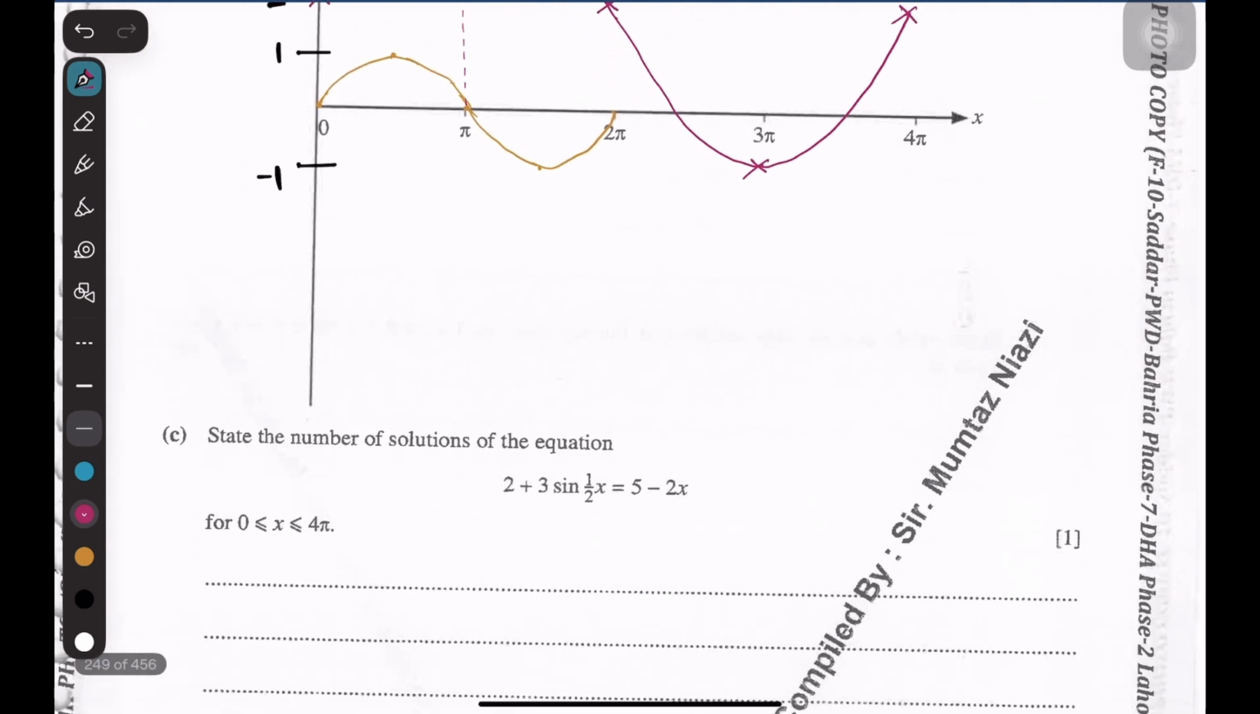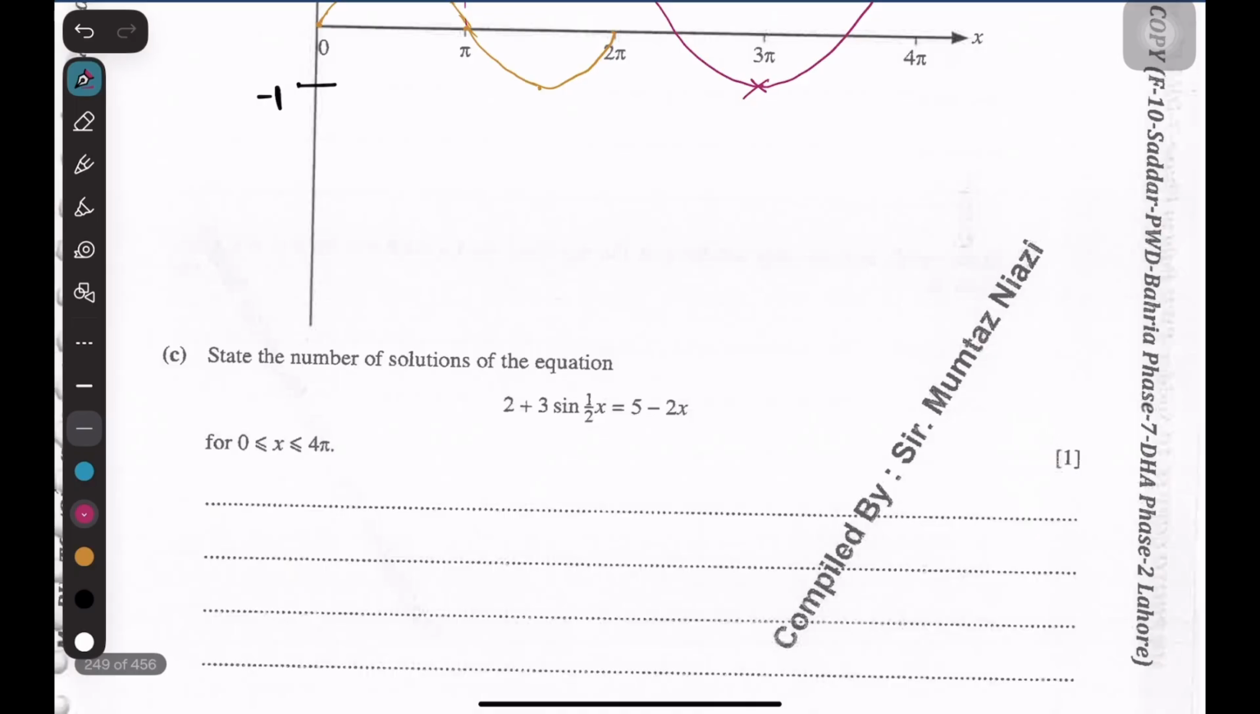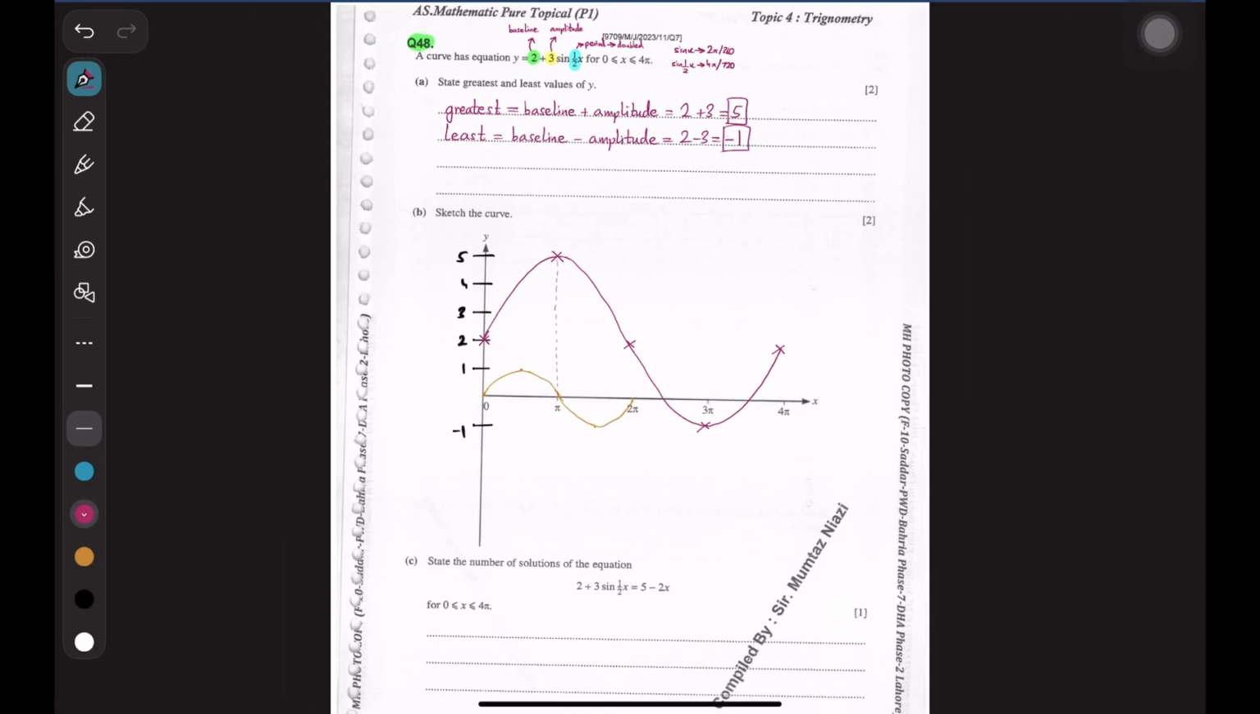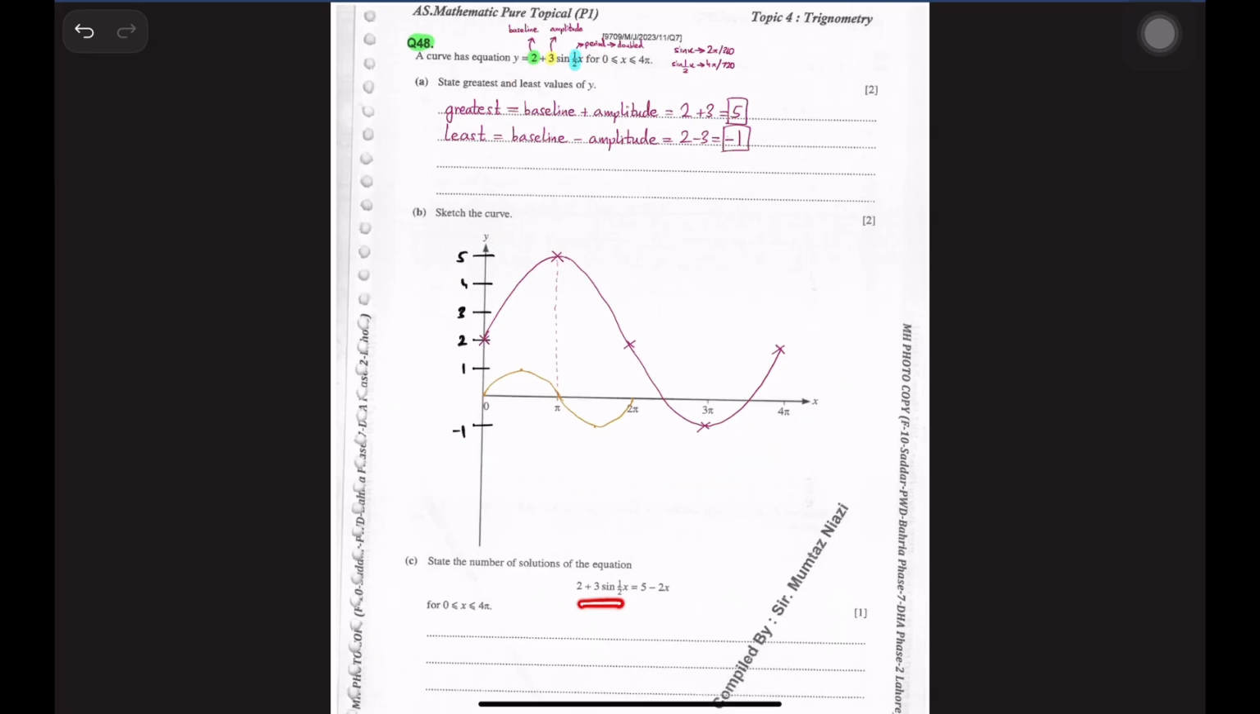Now they're saying in the next part, state the number of solutions of the equation 2 plus 3 sine half x. So if you look closely, 2 plus 3 sine half x is the graph that we've sketched over here in red, equals 5 minus 2x.